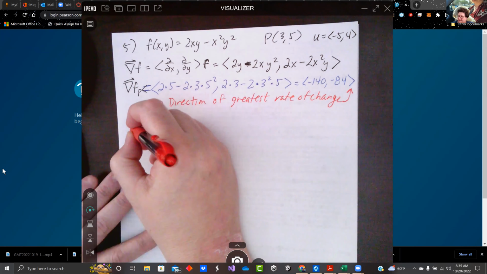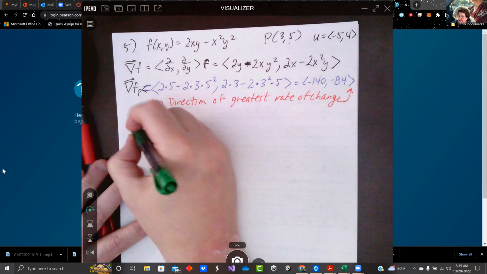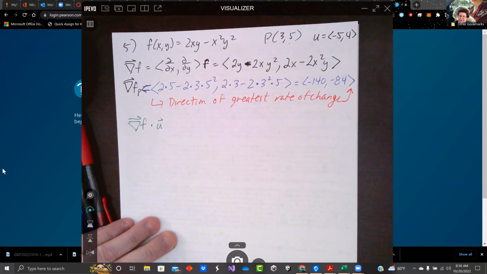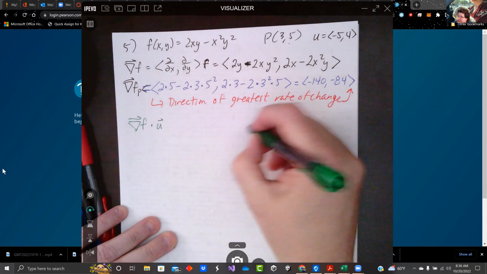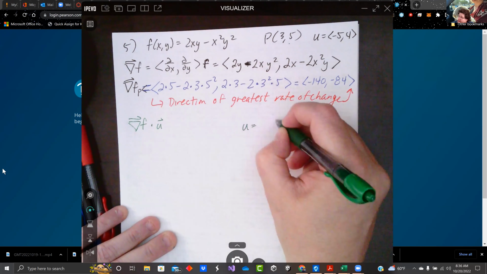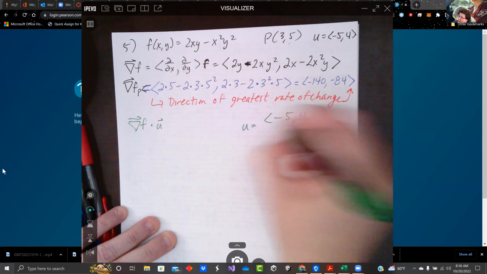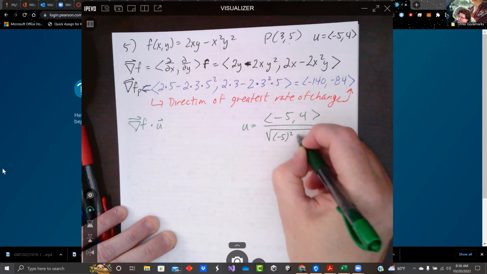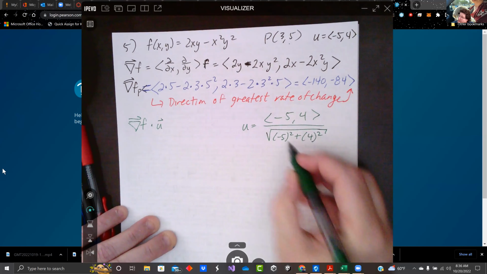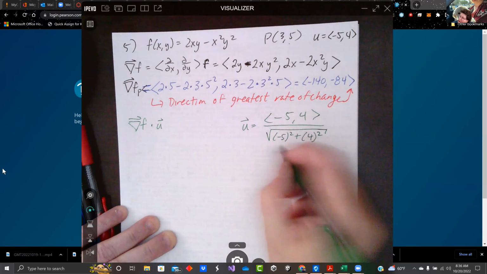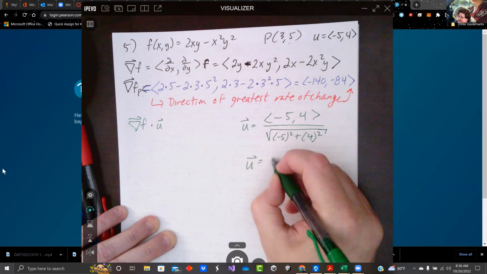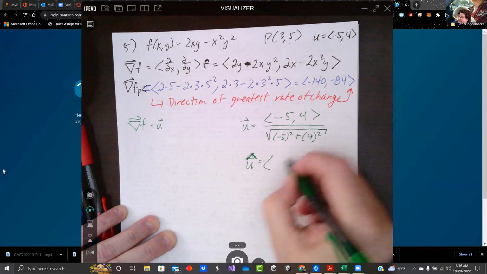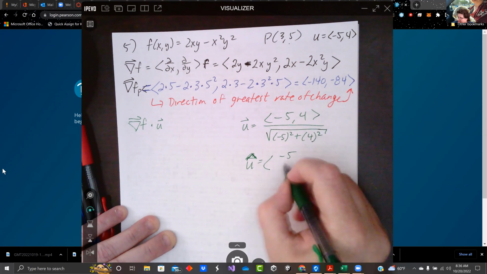Now, when we do the gradient of f dotted with u, u needs to be a unit vector, and right now it's not. So let's make u a unit vector. We've got (-5, 4), and we need to divide that by its magnitude, which would be the square root of negative 5 squared plus 4 squared. So u as a unit vector, I'll put a hat on it: 25 plus 16 is 41.